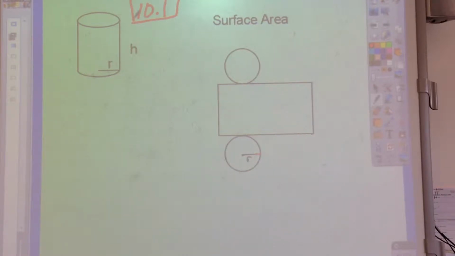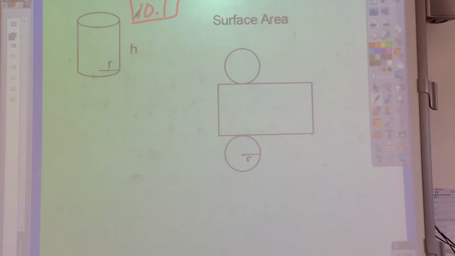Ladies and gentlemen, and welcome to 10.1 of Mrs. Quinn's geometry class. Today we're going to talk about surface area. We're going to start unfolding our three-dimensional shapes and looking at what two-dimensional shapes create the three-dimensional solid.